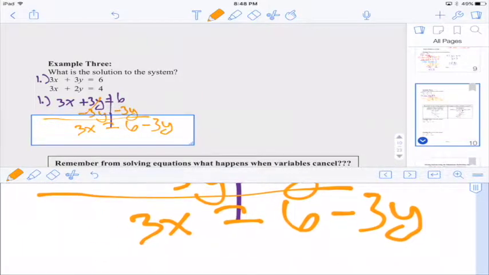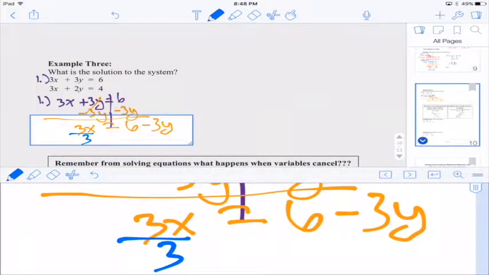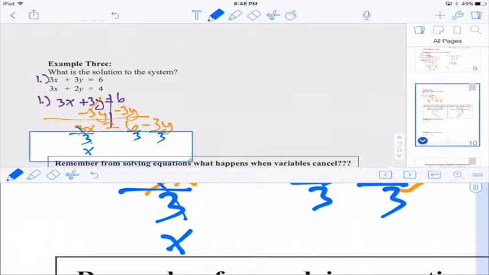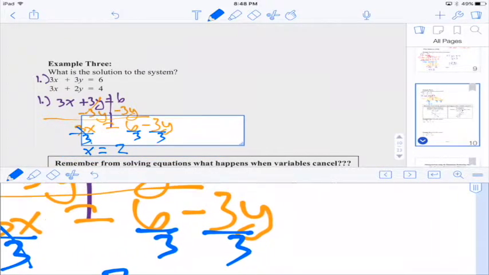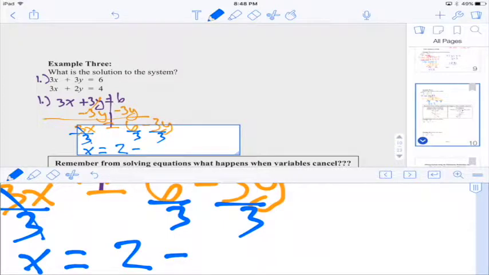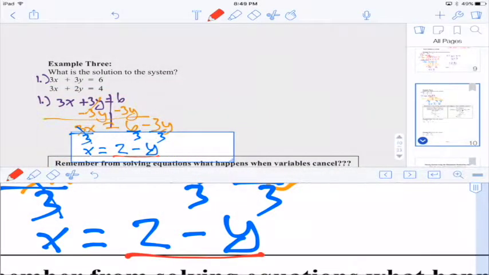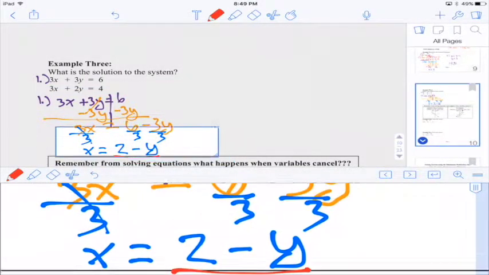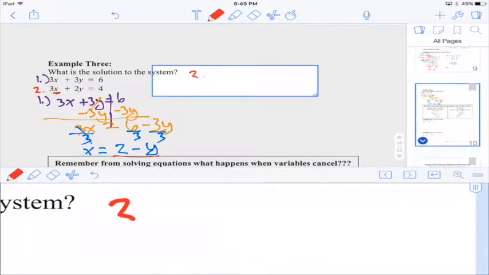Then I need to get x by itself, so I'm going to divide both sides by 3. So this divided by 3 and everything on this side divided by 3. So x equals 6 divided by 3 is 2. 3 divided by 3 is 1, so minus 1y, or just y. Now that I have x by itself, I can substitute this x in for this x in equation 2.